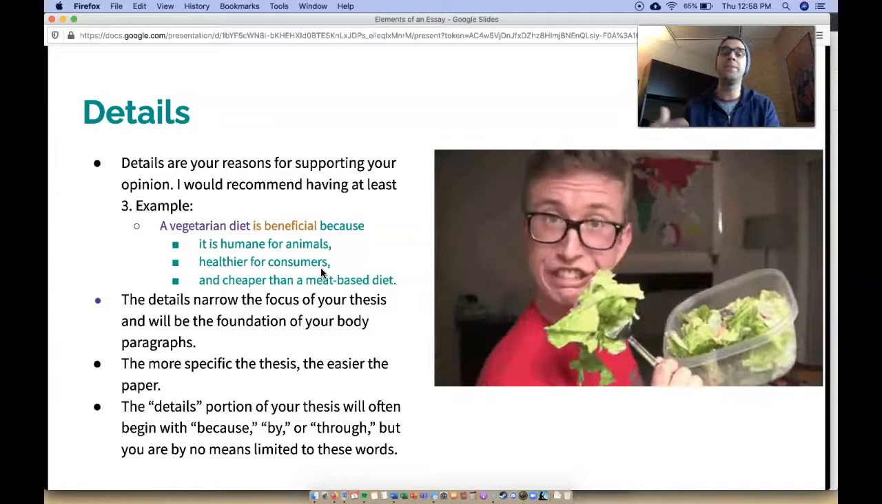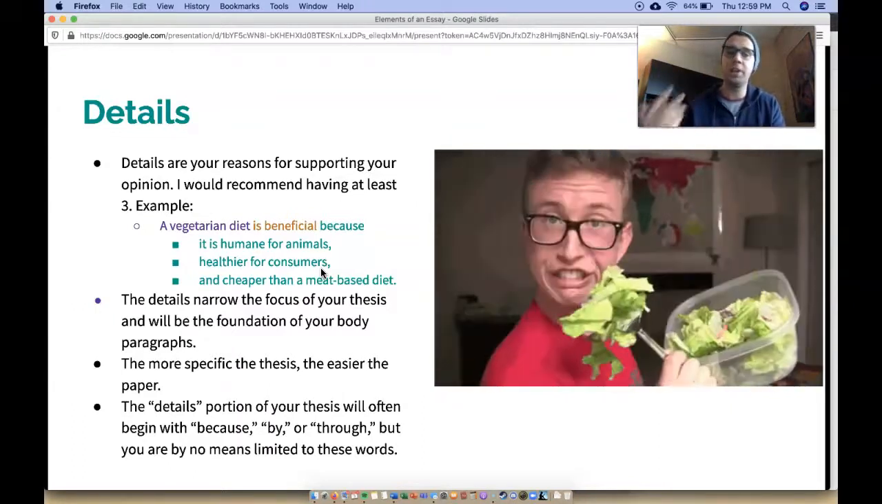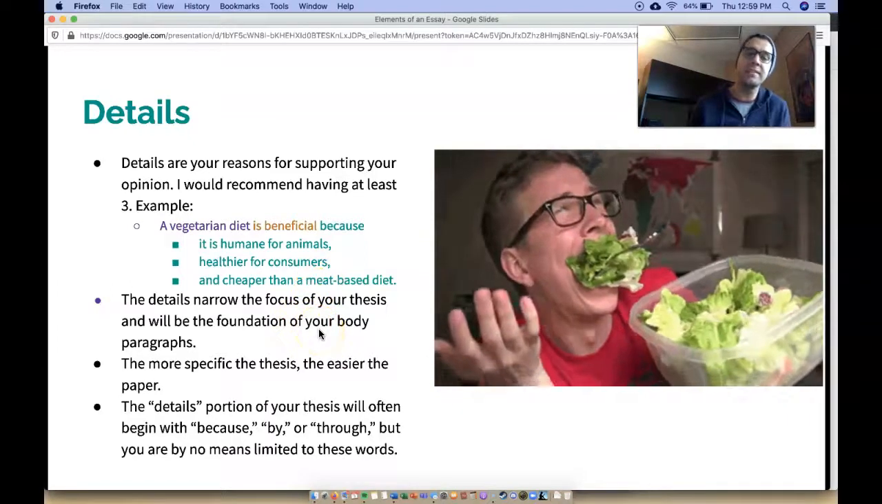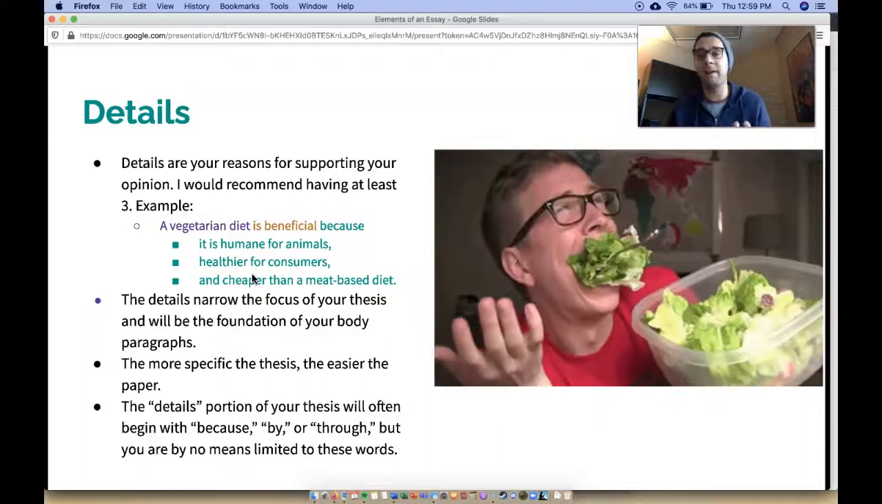It would be the response to the prompt or a question that asked, what is your opinion of vegetarianism? Well, a vegetarian diet is beneficial because it is humane for animals, healthier for consumers, and cheaper than a meat-based diet. Now, notice these details focus my thesis, and they're going to be the foundation of my body paragraphs. So if you read this thesis statement, you know that these are the 3 main ideas that I'm going to unpack in my body paragraphs in my essay.